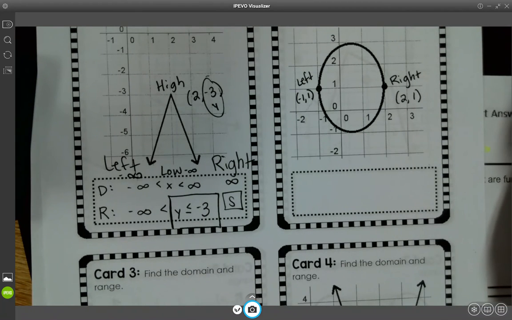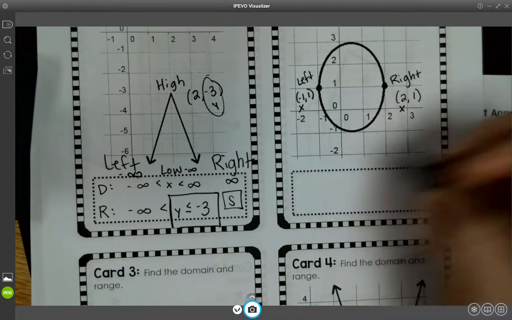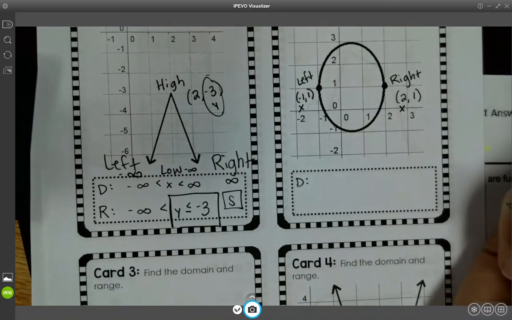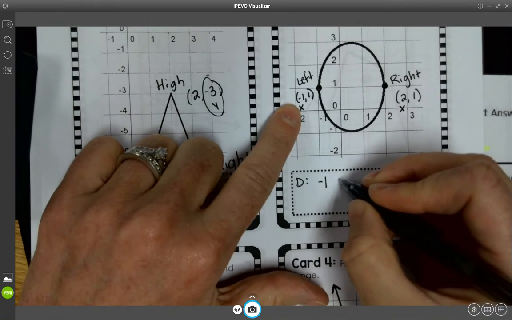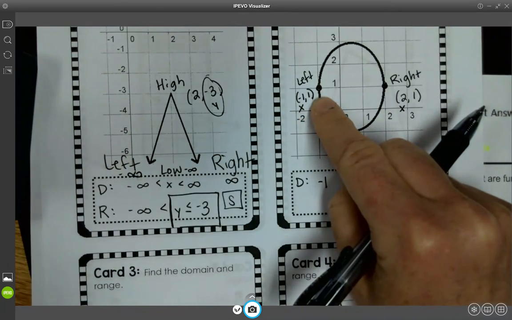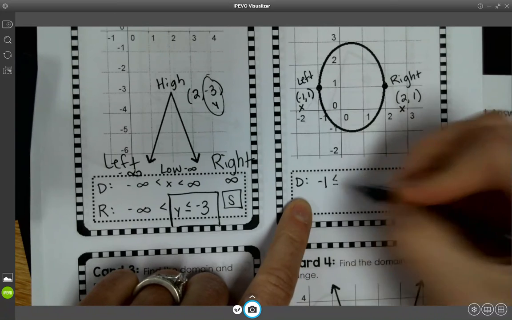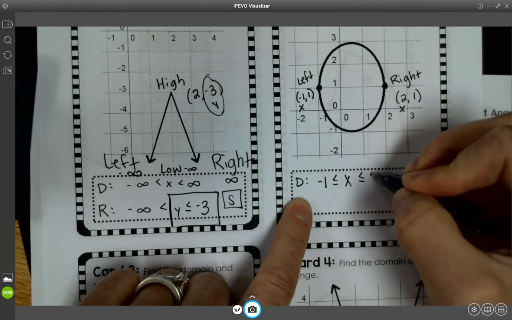So when we do domain, we're going to only do the x values. So domain is -1. Since it actually touches that point, there's not an open circle. It's going to be less than or equal to x, less than or equal to 2.